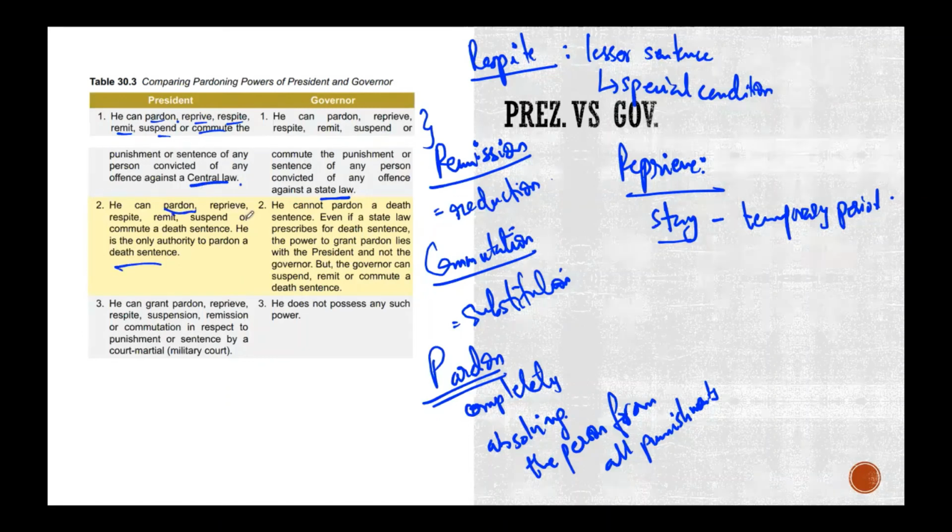Now, who can pardon a death sentence? The president. Does the governor have the power to do that? No, he or she cannot. Probably the book has to change and be in line with the 21st century, right? Even if a state law prescribes the death sentence, the power to grant pardon lies with the president and not with the governor. So the governor can suspend, remit, and commute, but not pardon. So just remember, cannot pardon a death sentence. Okay, so this is where they'll probably try to trick you.